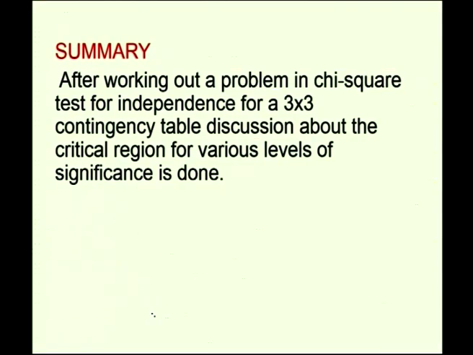Now, after working out a problem in chi-square test for independence for a 3 cross 3 contingency table, a discussion about the critical region for various levels of significance, in the sense frequently utilized level of significance 5% and 1% level of significance, we found out the critical regions. So, the discussion is also done about the critical region for two levels of significance, one is 5% and 1% in this session.